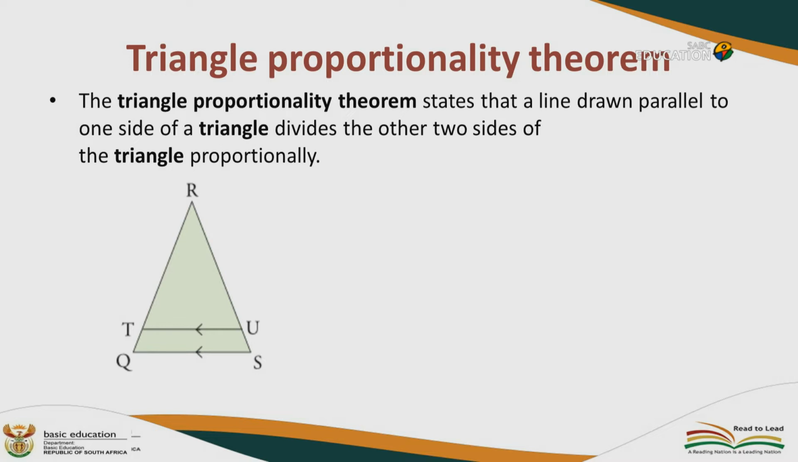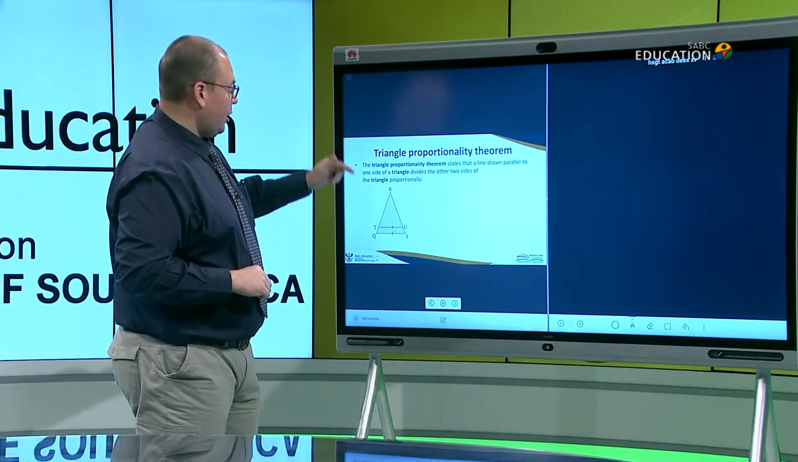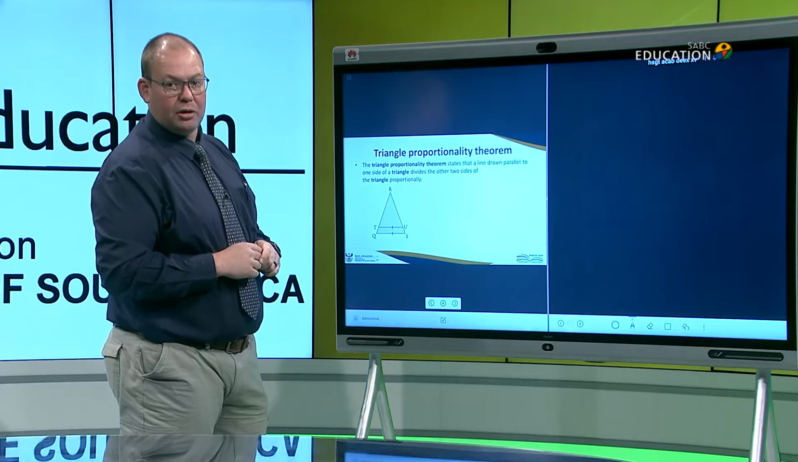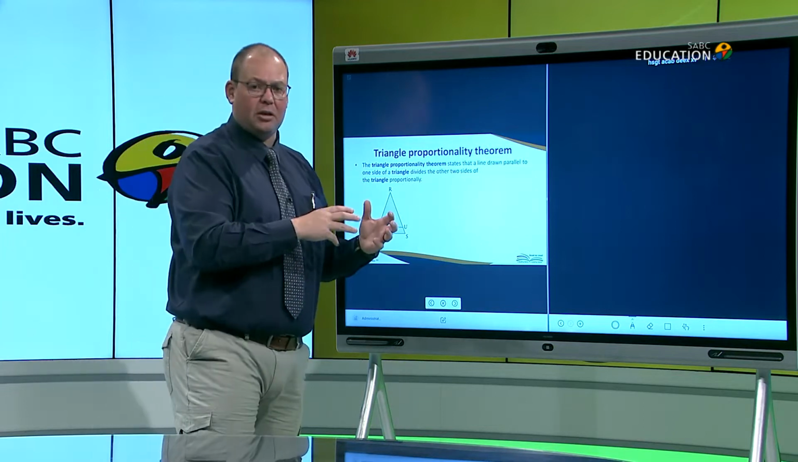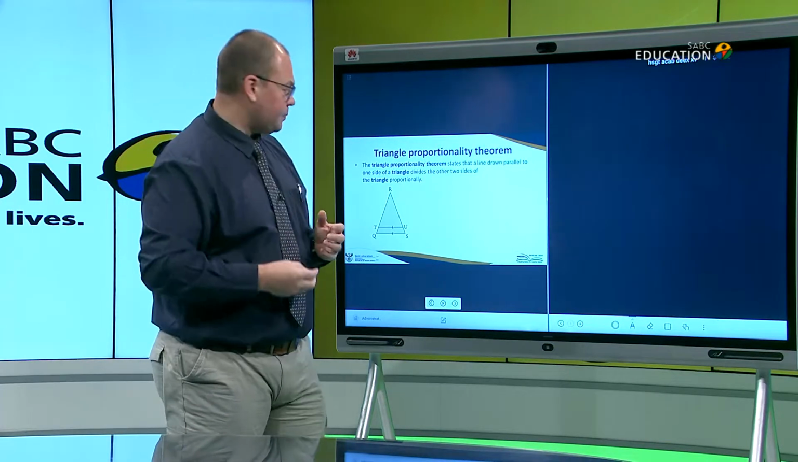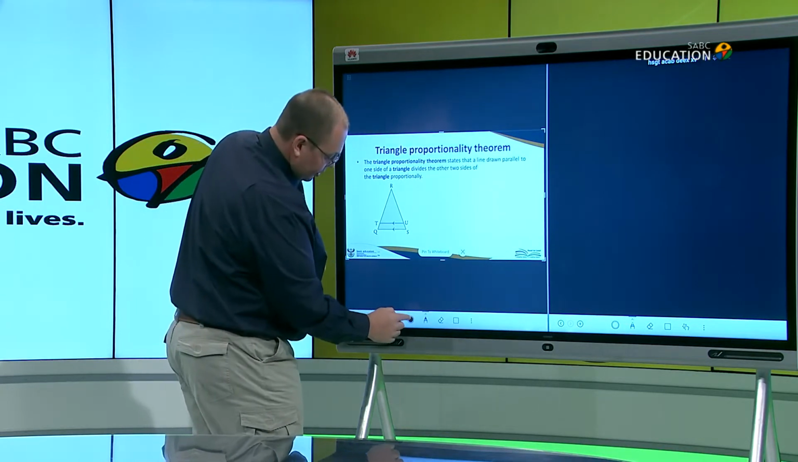So you can see that TU is the line that divides the sides of the triangle, meaning you must understand that we start with a big triangle, RQS. Then we draw the line TU, and that has to be parallel to QS. When it's parallel, it will divide the sides proportionally. Now you have to understand which sides will be divided, because with similarity we had three ratios. But now, if you look at the diagram, you will see the following.